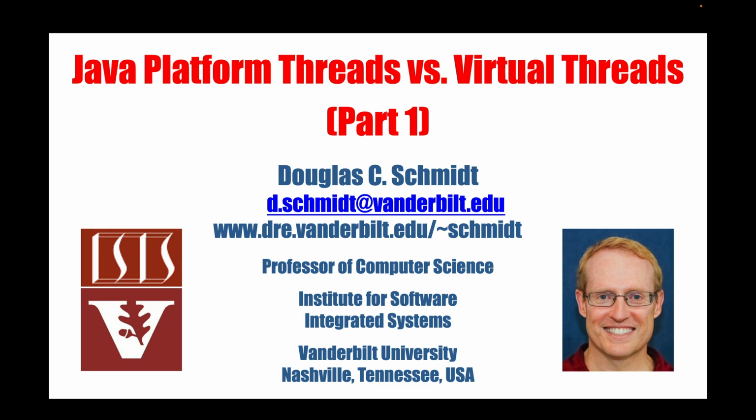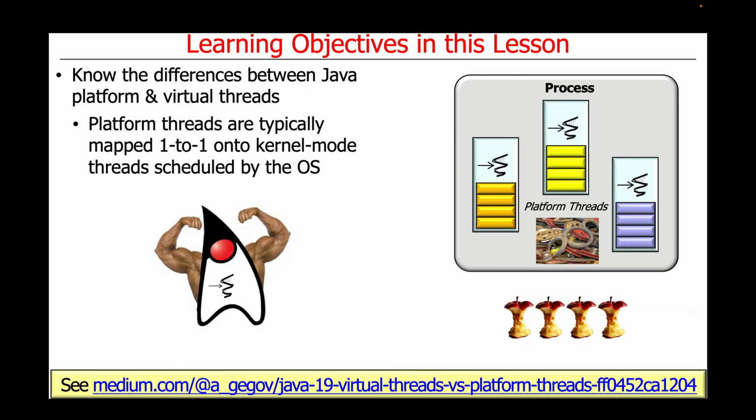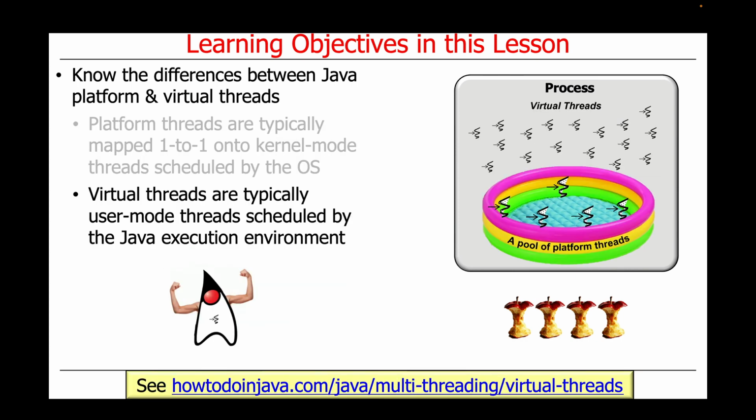We're now going to turn our attention to Java platform threads versus Java virtual threads. In part one of this lesson, we'll explain the differences between Java platform threads and Java virtual threads. Platform threads are typically mapped one-to-one onto kernel mode threads that are scheduled by the underlying operating system. Conversely, virtual threads are typically user mode threads that are scheduled by the Java execution environment.